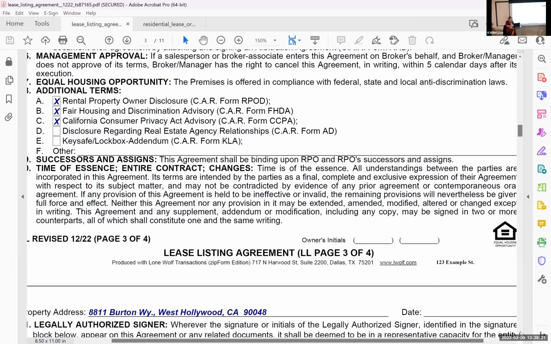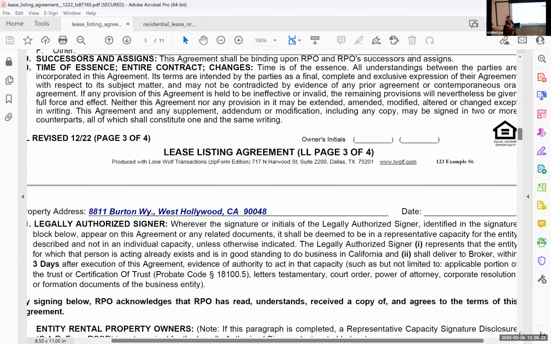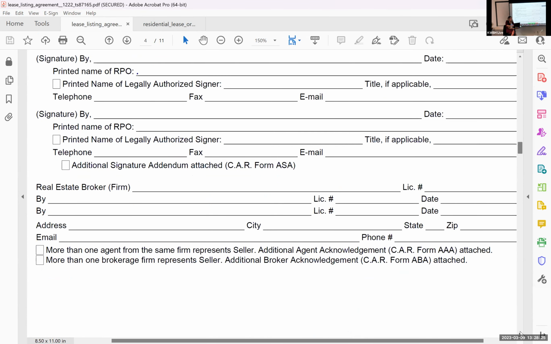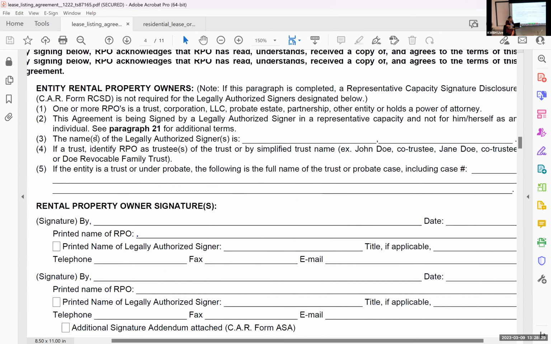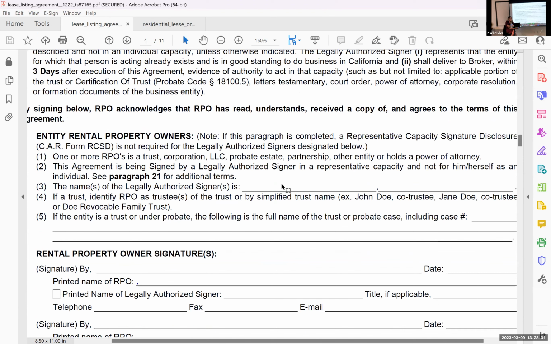You get it all signed off on. If the landlord is an entity, you would explain that entity relationship like a representative capacity signature disclosure, which just explains, like, if I own the property in the name of ABC Trust, that Christen Tull is a trustee of ABC Trust, and that is all written in here.